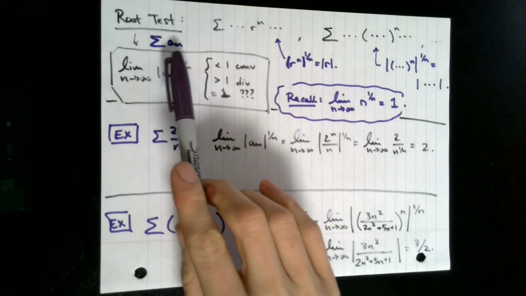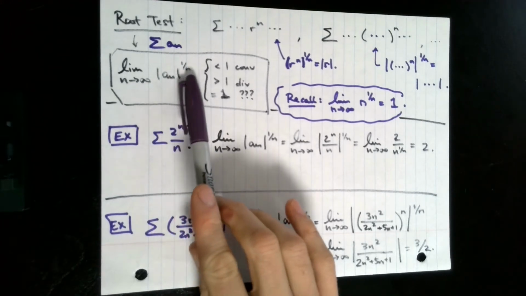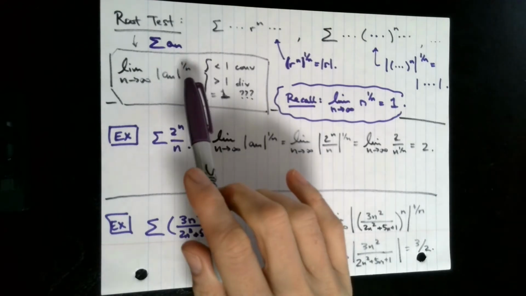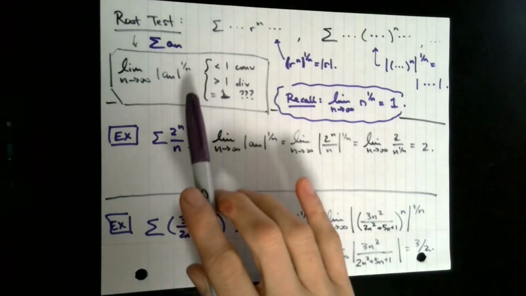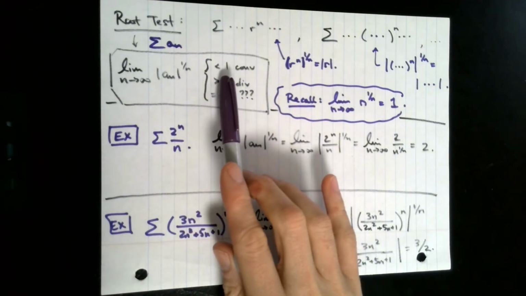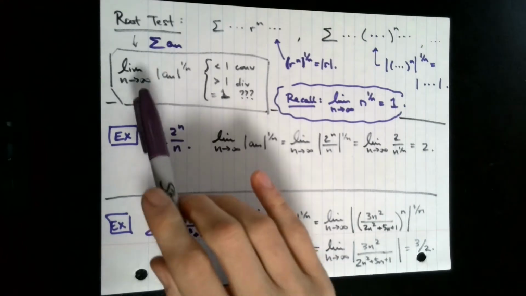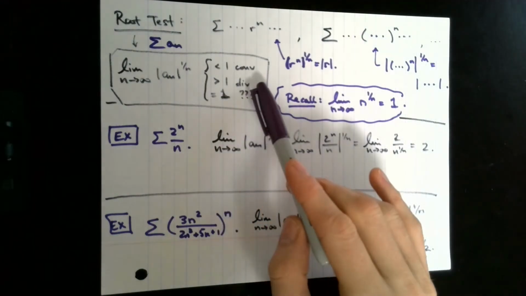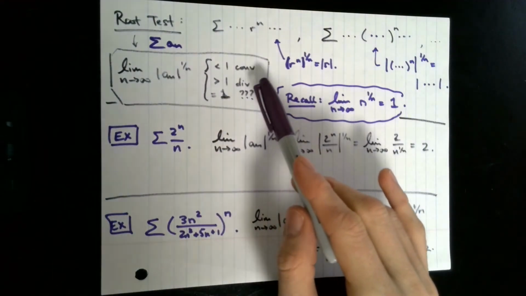If you're given a series, you take the limit as n goes to infinity of the absolute value of a term raised to the 1 over n power, and should that root, note this is like the nth root of the absolute value of a_n, evaluate to something less than 1, you get a convergent series, because your series will essentially be acting like a convergent geometric series. Should this limit be greater than 1, you get divergence, because your series is acting like a divergent geometric series, in particular a geometric series with common ratio greater than 1.